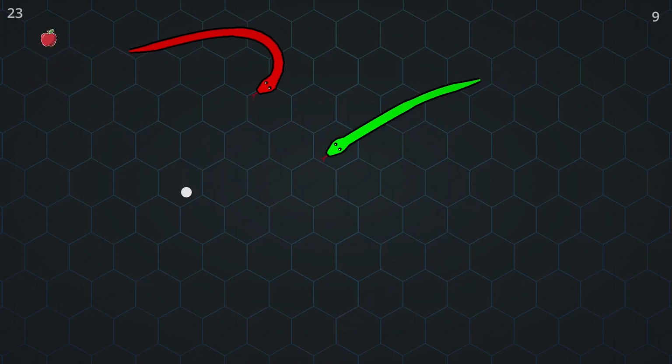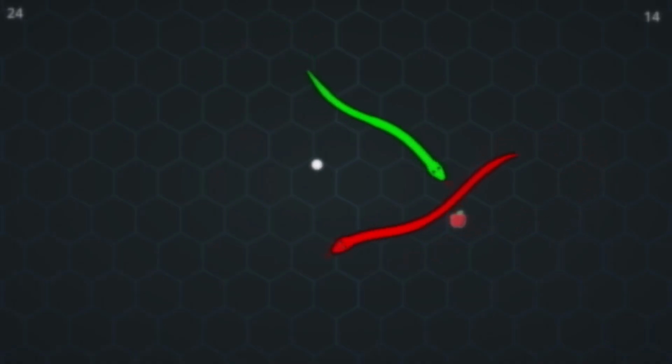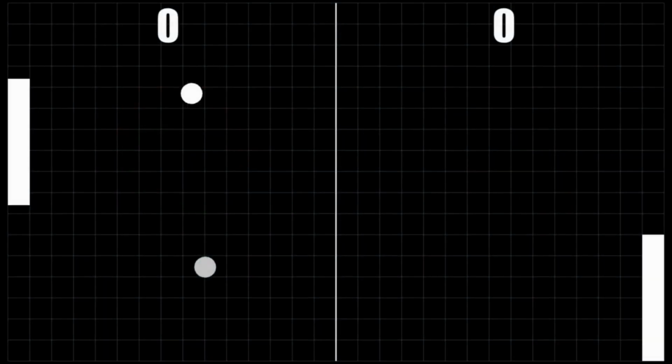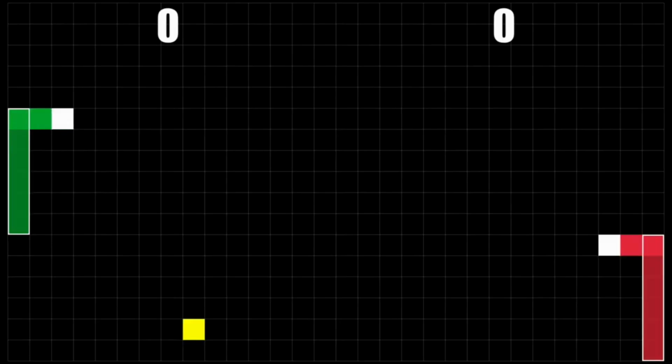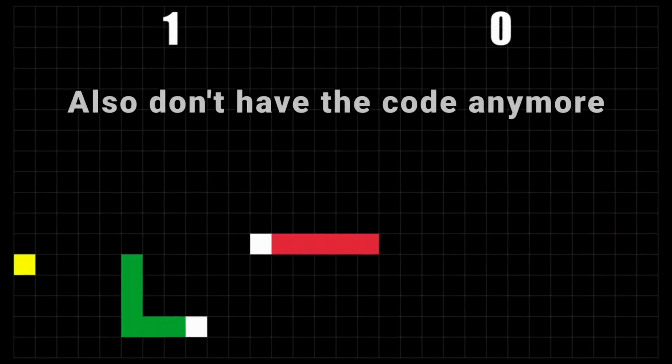Two of the most famous video games that have ever been created, Snake and Pong. And as with any well-known game, there have been so many different versions of them. But what if you take the most basic version of both and combine them? I had this idea about 3 years ago, and this is what it looked like.